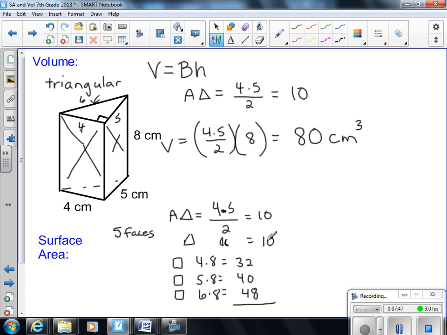There's 20 plus 32 is 52. Okay, so we have 140, and what would be our units? Square centimeters. So this is the surface area, and this is your volume.